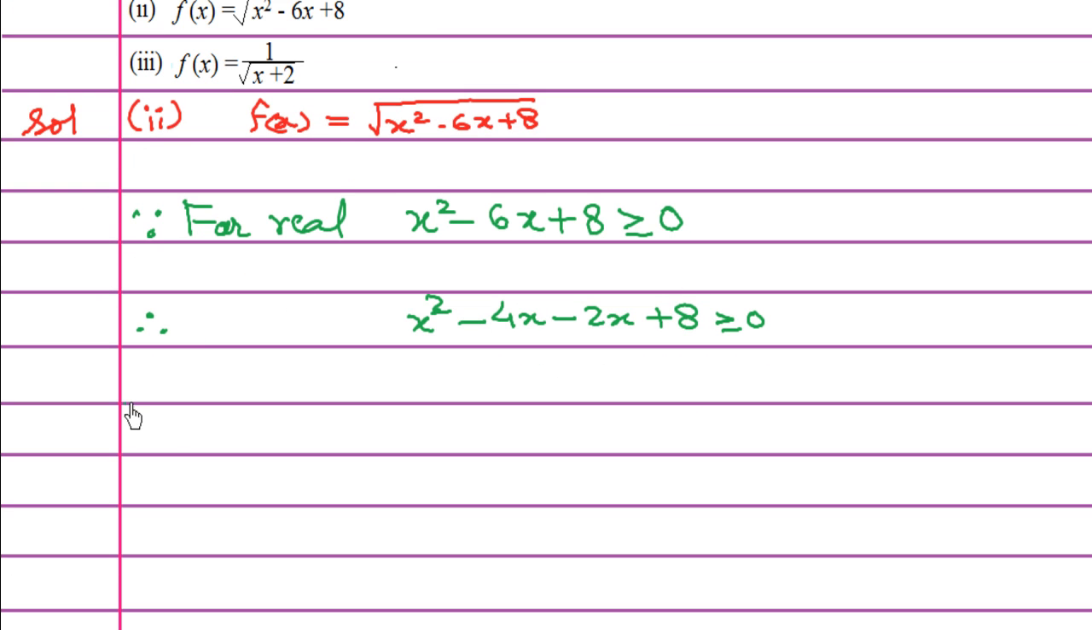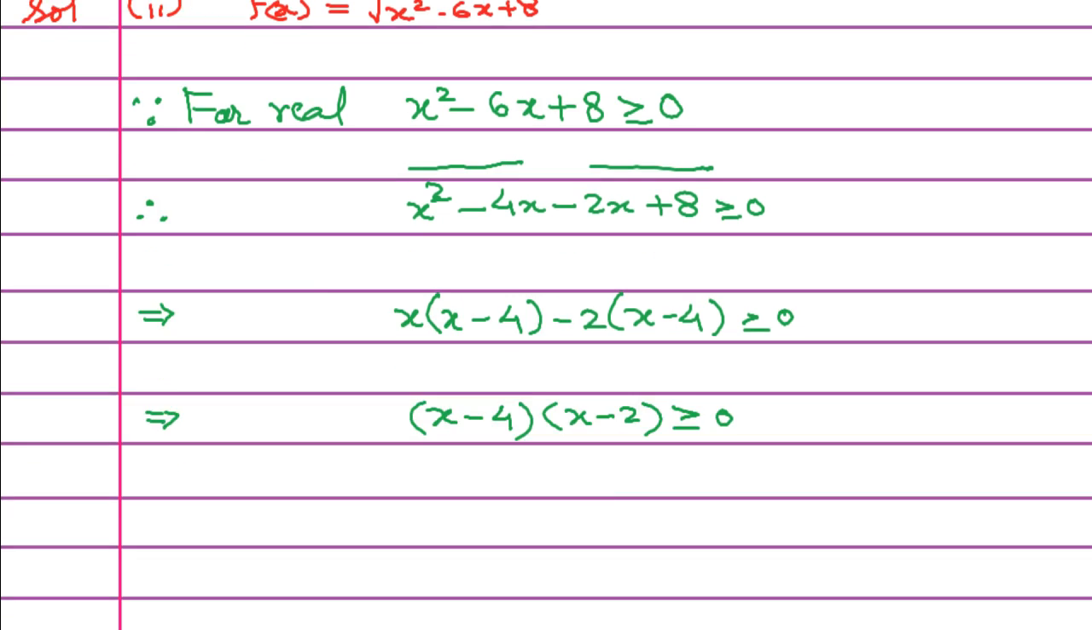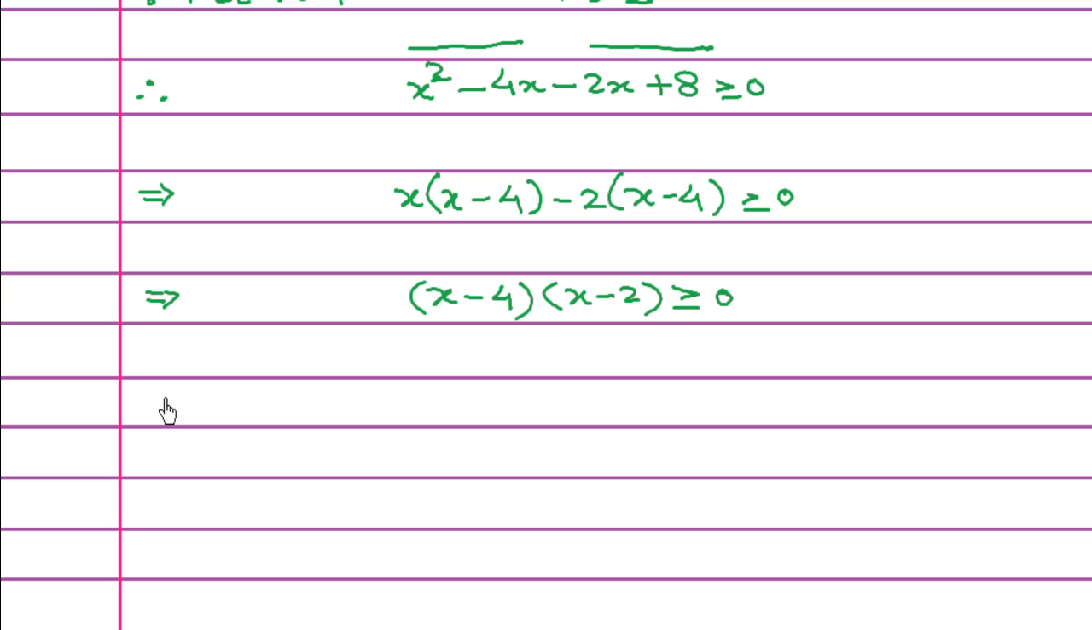Now this implies that we take x common from the first two terms, so x minus 4 is here, and we take minus 2 out of the last two terms, so it is also x minus 4, greater than or equal to 0. This implies that taking x minus 4 common outside, we get x minus 4 times x minus 2 greater than or equal to 0. Here you see 4.